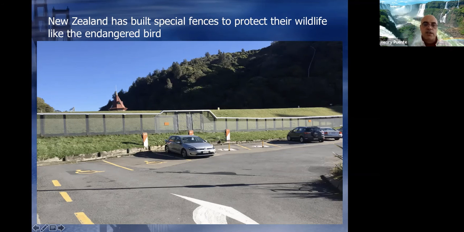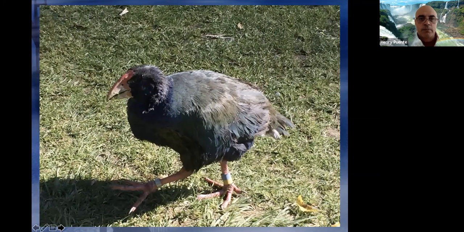So this is another example of rejuvenation. Now, I don't know how many of you have been to New Zealand, but New Zealand is trying to protect this bird. This bird right here is called the takahe. Looks a little bit like a chicken. It's actually a really pretty bird. And so it's called the takahe.